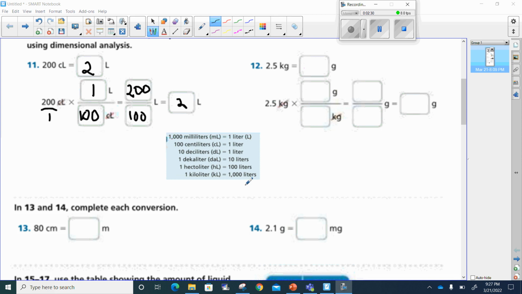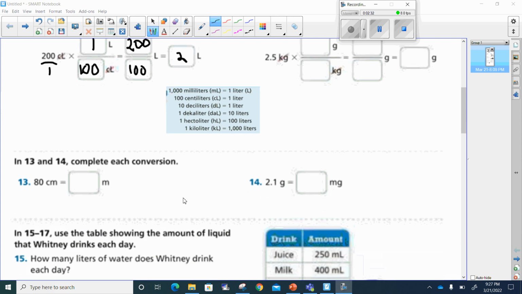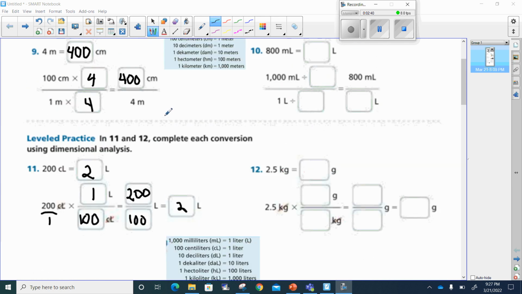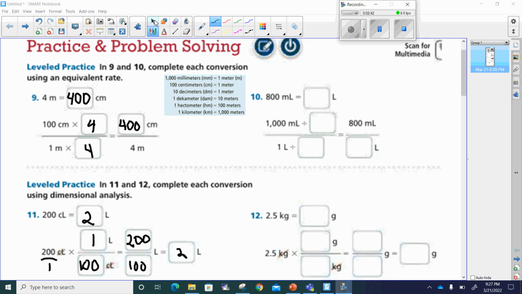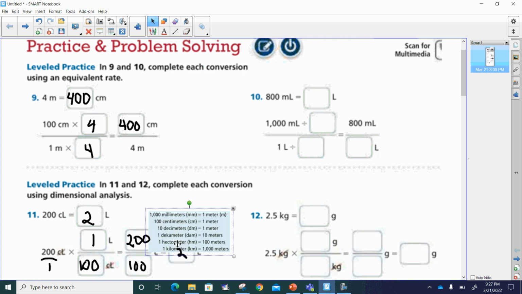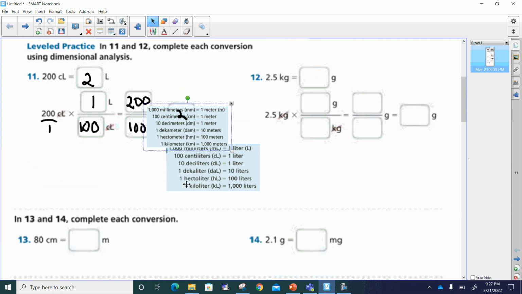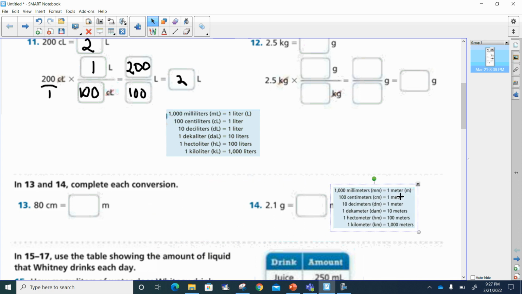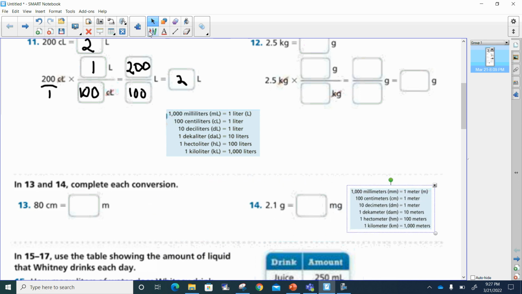I need to go to number 13 next. It says in 13 and 14, complete each conversion. 80 centimeters equals how many meters? Well, I'll go to this up here, use it and drag it down a bit to help me out with this one. Okay, I'm not doing number 14, so I'll just bring it over here. This says that 100 centimeters is equal to 1 meter, right?